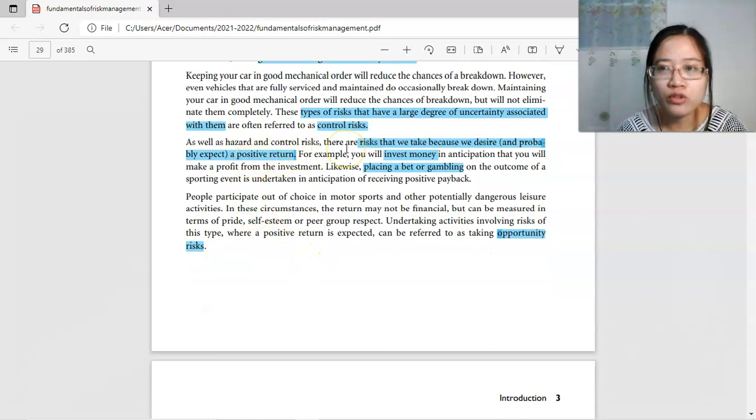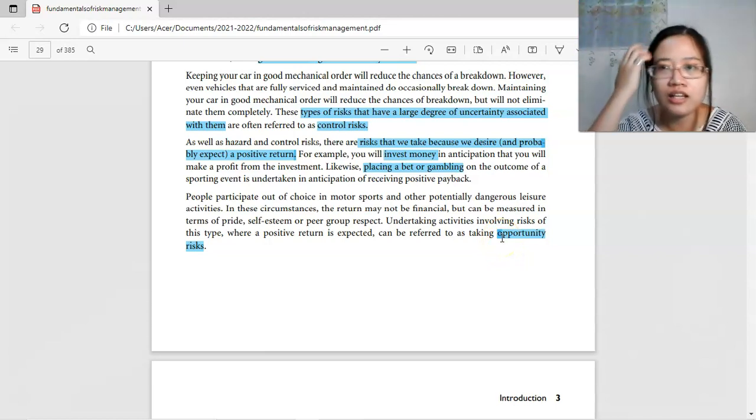Ayan. So, in a way, yung control risk, kaya siya tinawag na control, there is still something that you can do in a way, to prevent it or to curb it. Pero, hindi mo siya maeliminate totally. Okay? So, ayan. Risk that we take because we desire and probably expect a positive return. Ayan. Ang tawag naman dito ay opportunity risk.